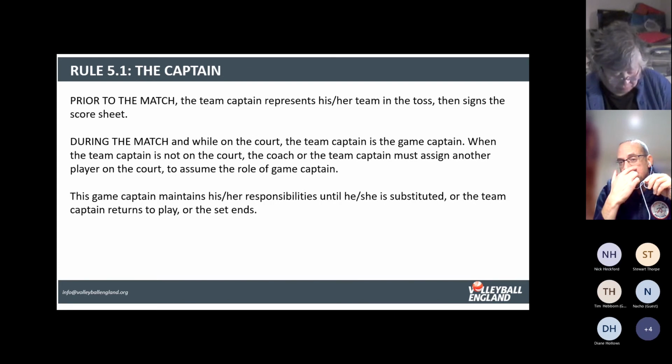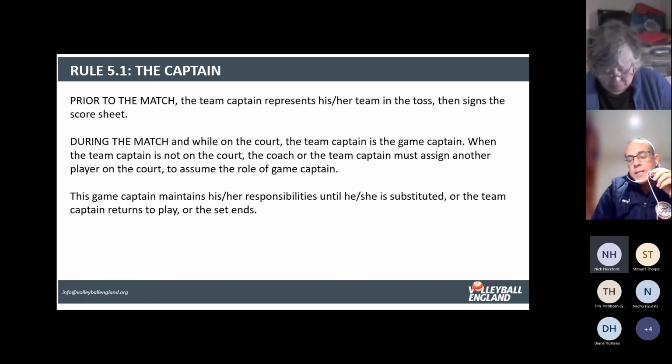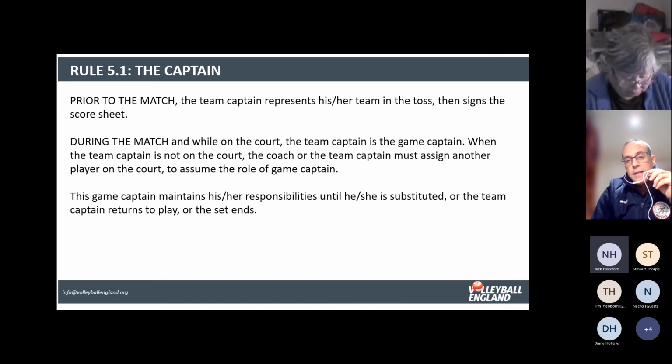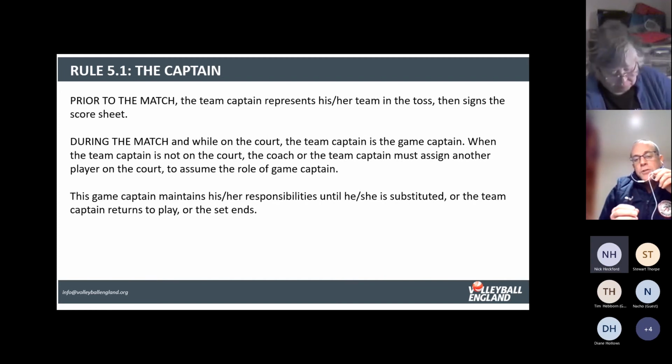They are not. If the team captain is not the coach, then the team captain may not request timeouts when they are not on court. Absolutely. If the coach is present, and the rules are quite clear on this, the coach is responsible for the timeouts. At this point, the team captain cannot call timeouts, whether they're on the court or off the court. They are not allowed to if there is a coach present.